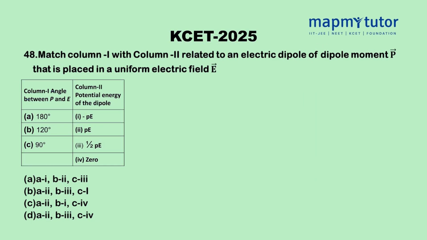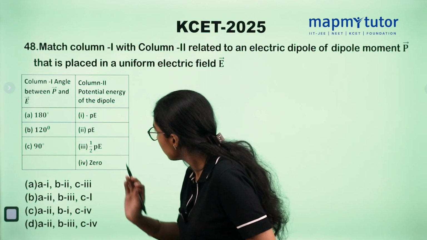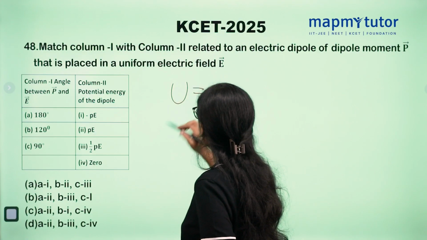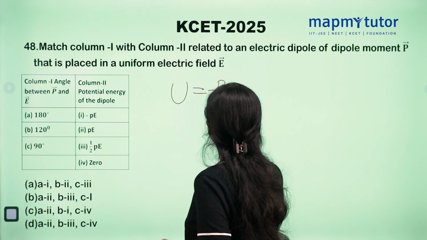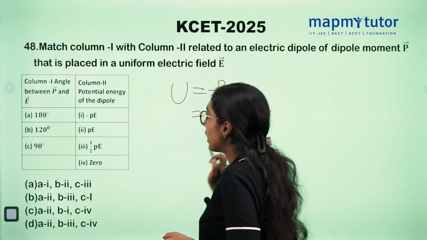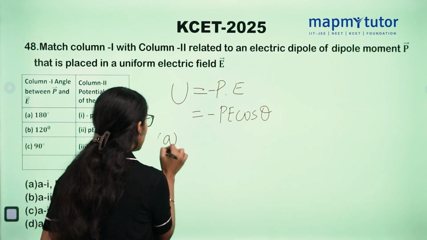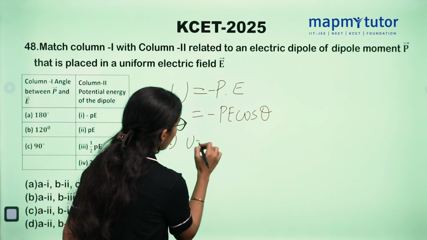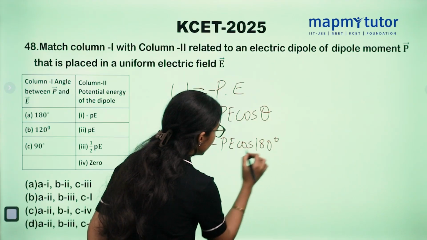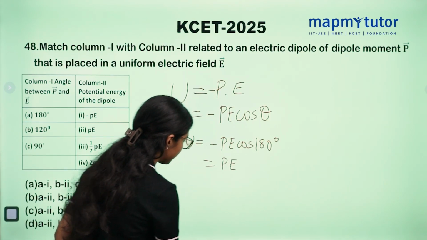Match column 1 and column 2. What they have given? They have given you degrees and they have given you P. How will you do it? Formula: U equal to minus P dot E, which is minus PE cos theta. Now life is very simple. Put your degrees, get the answer. So A will be 180 degree. So U equal to minus PE cos 180 degree. Cos 180 degrees is minus 1. So total answer will be PE.